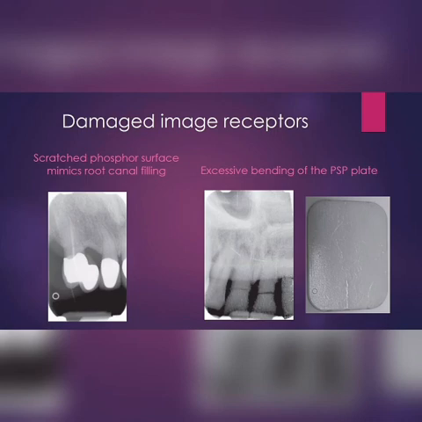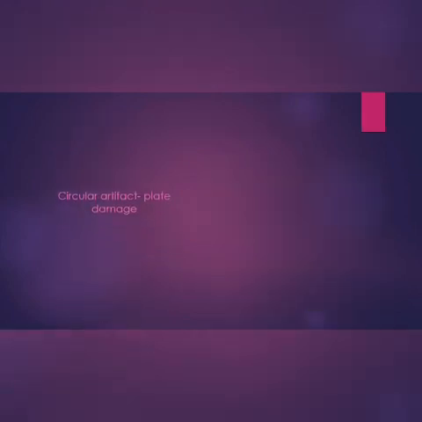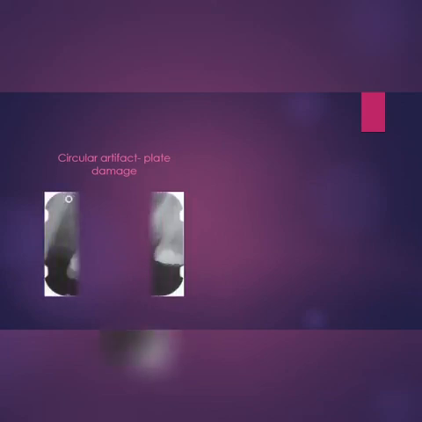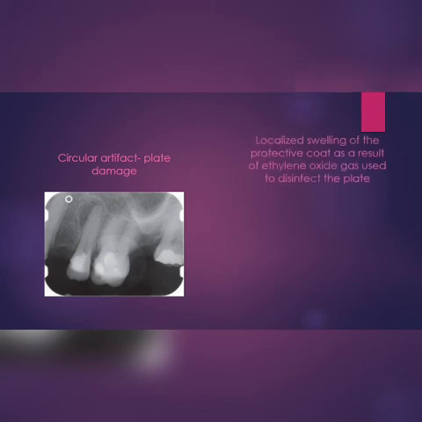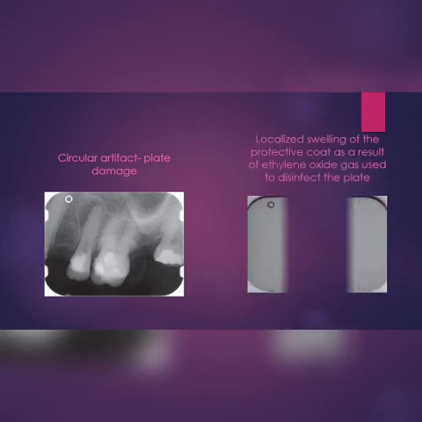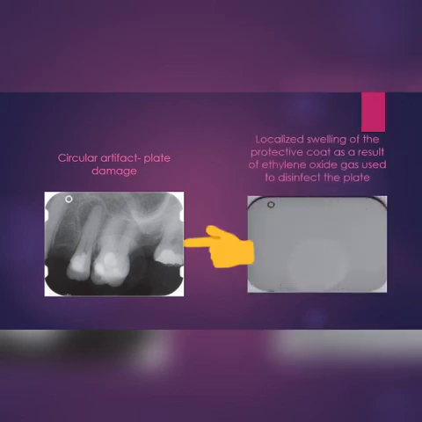The damage to image receptors can also be because of the use of disinfectants that are used to disinfect these sensor plates. Localized swelling of the protective coat will result in a circular artifact that you can see in the first picture, right? The second picture shows the localized swelling of the protective coat, and this is produced in your final image there.